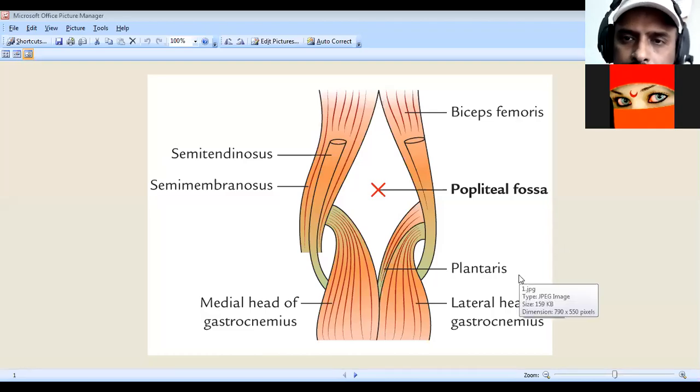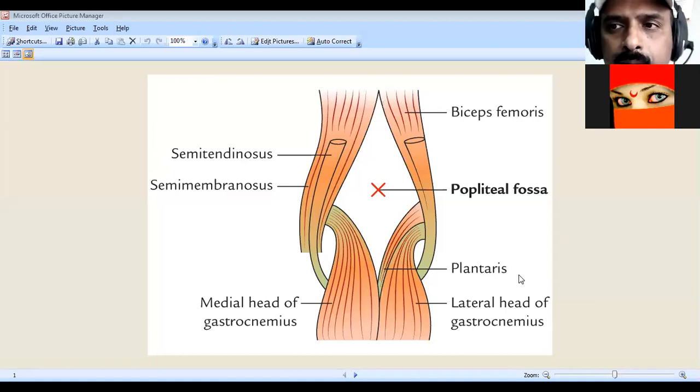In the lower limb, commonly asked short notes are the contents of the popliteal fossa, the contents of the femoral triangle, and the adductor canal. Those all will be commonly asked. So my intention is to cover the most important commonly asked questions that we are going to deal with.